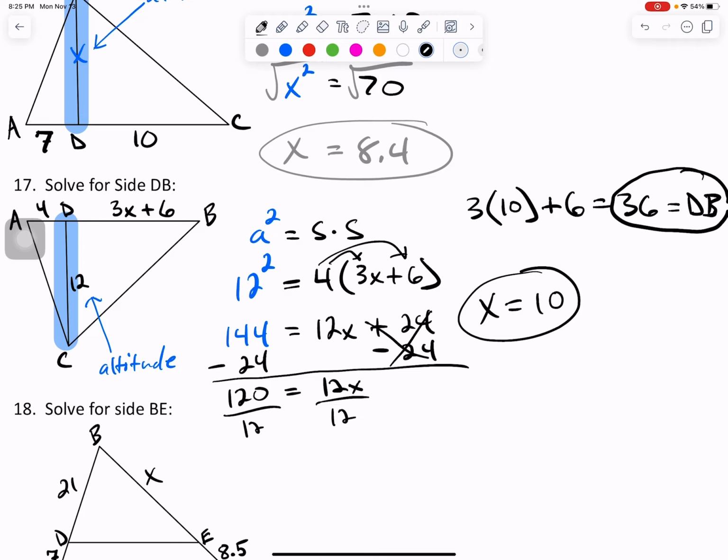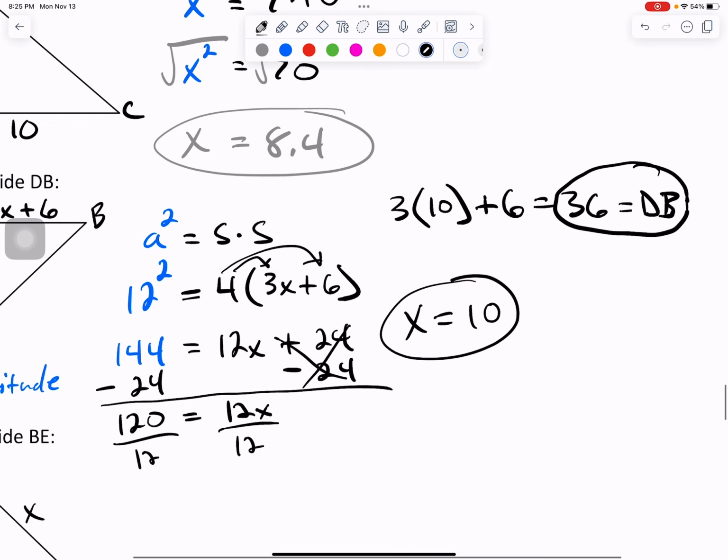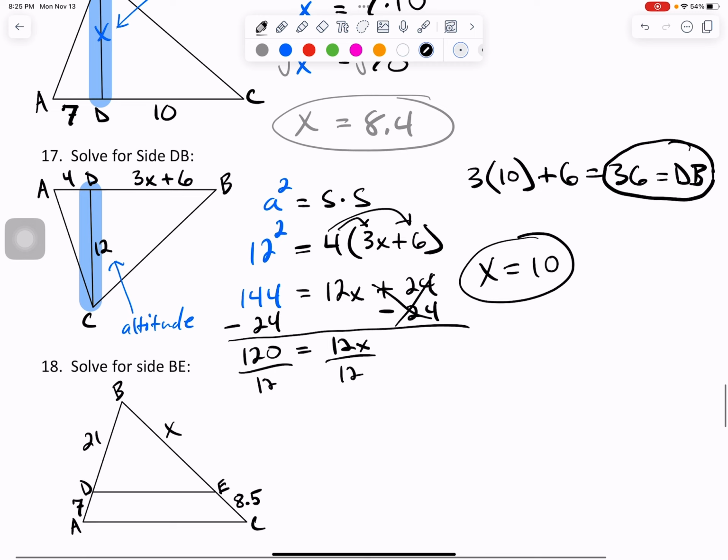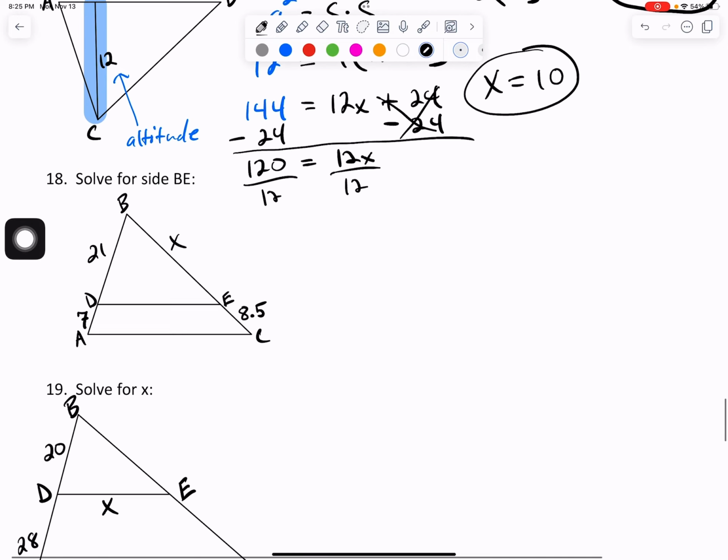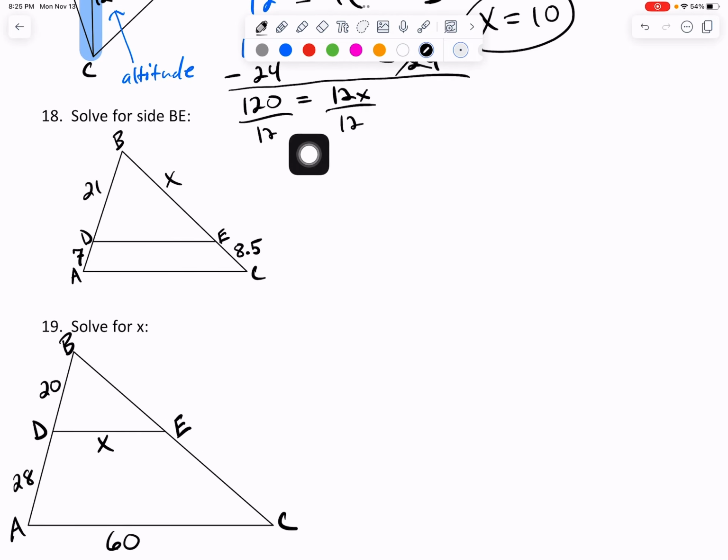Circle your answer. All right, now again, you could have simply taken your altitude, divided it by the short side of your smaller triangle. So 12 divided by 4 is 3. Take that 3, multiply it back to the altitude of 12, you get the same answer of 36. It's truly that simple. All right, number 18, solve for side BE.